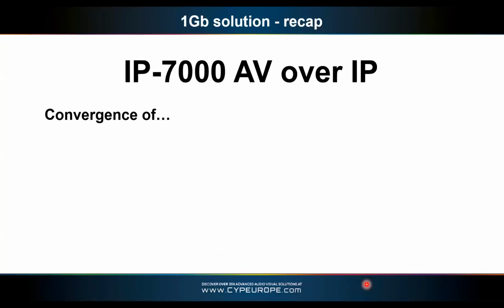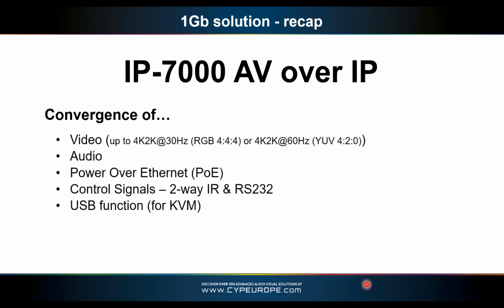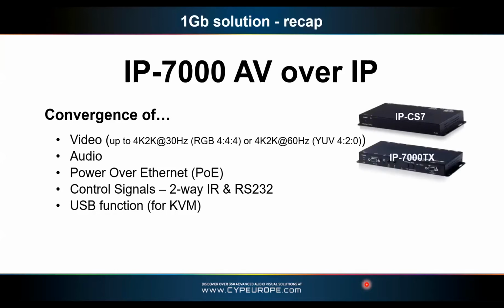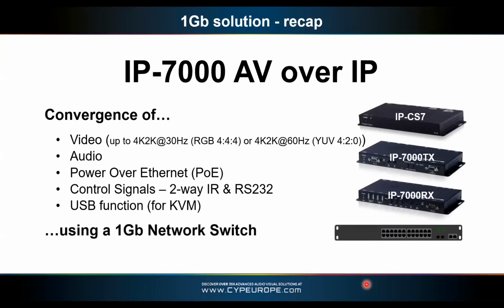So our IP7000 AV over IP system is converging video up to 4K 30 444 or 4K 60 420, so a 3G solution, covering audio, power over Ethernet, control signals, and USB functionality. That's based around our IP-CS8 controller, the IP7000 transmitter, and the IP7000 receiver, all over a 1 gig network switch. So again, quite a cost-effective option for this sort of system.